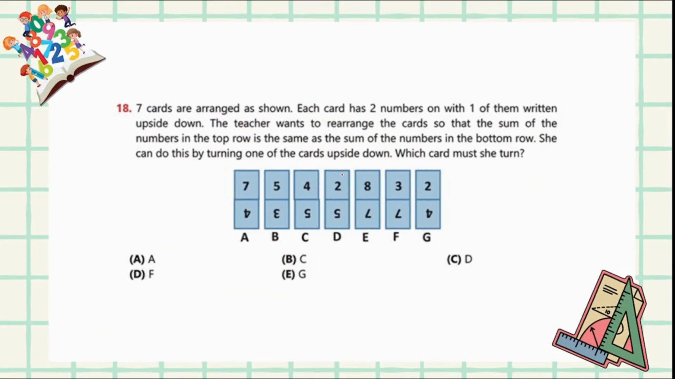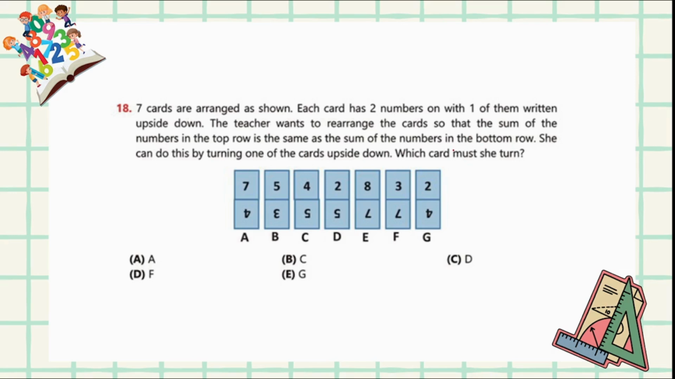Question number 18. 7 cards are arranged as shown. Each card has 2 numbers on it, with one of them written upside down. The teacher wants to rearrange the cards so that the sum of the numbers in the top row is the same as the sum of the numbers in the bottom row. She can do this by turning one of the cards upside down. Which card must she turn?